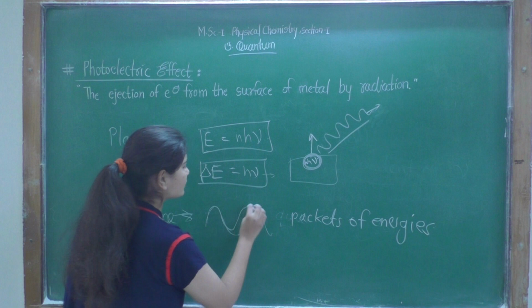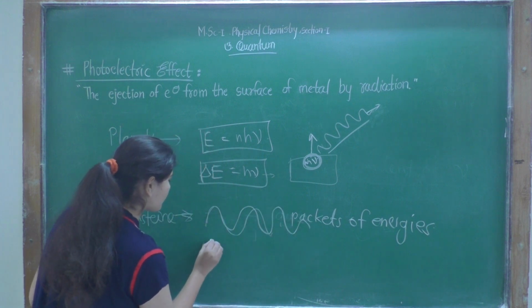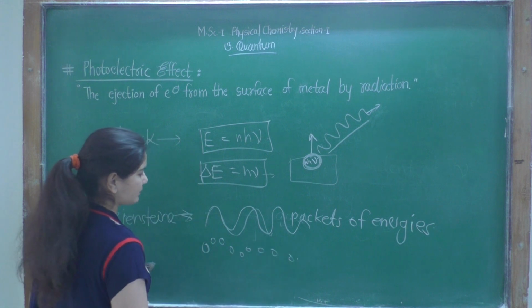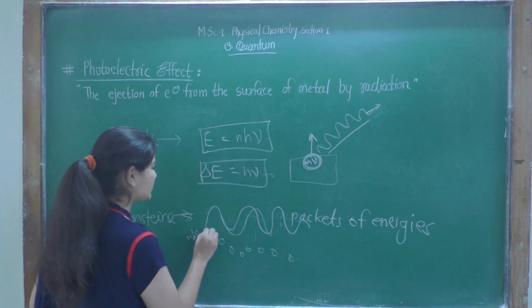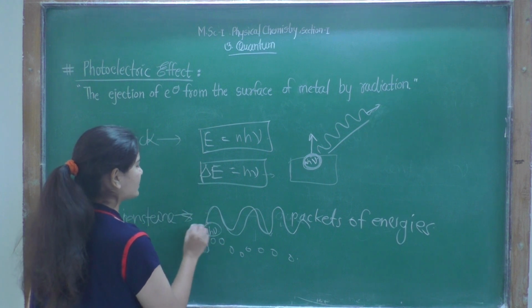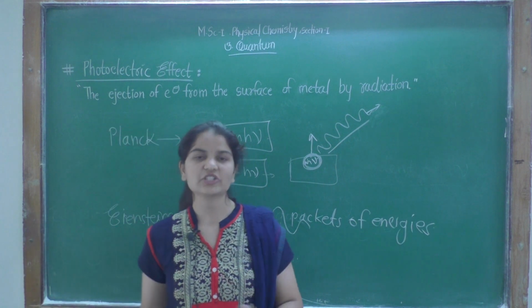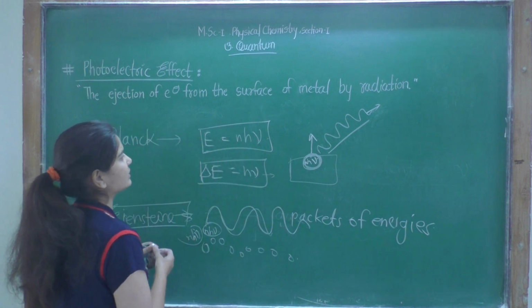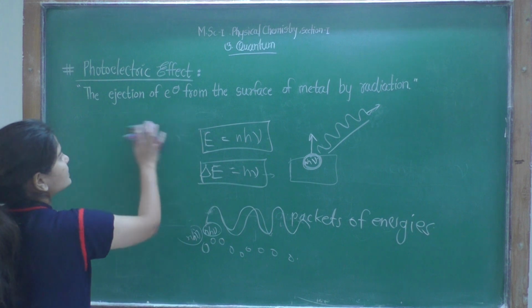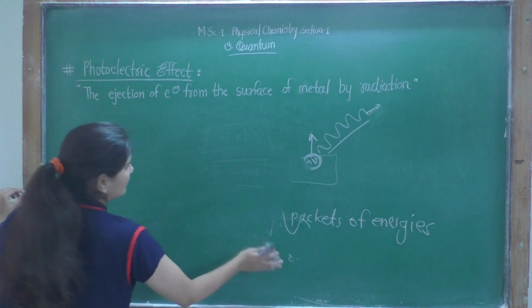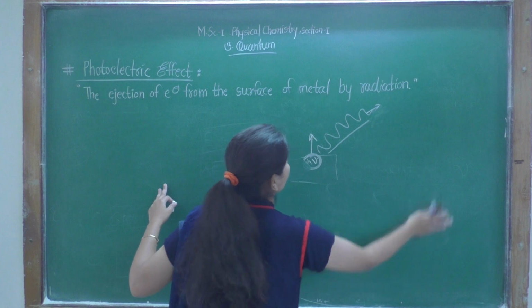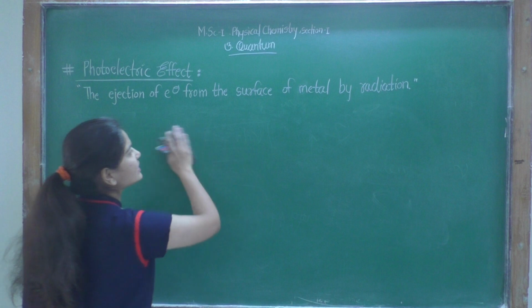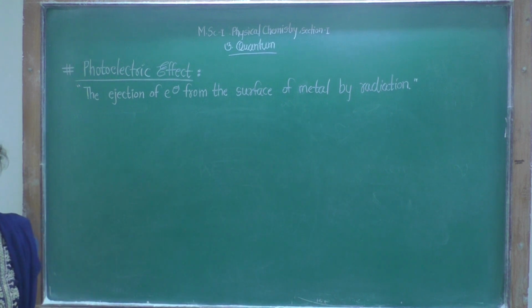So this radiation is not continuous, it is in the form of packets. It has packets of n h nu. So radiation is itself made up of packets of energy. This is said by Einstein. So Einstein used Planck's concept of quantization to explain the photoelectric effect. He extended this concept to the radiation.